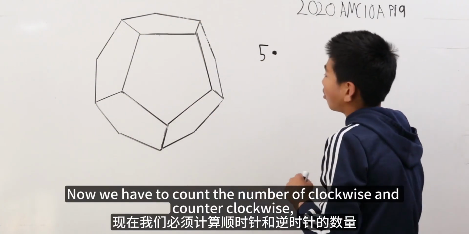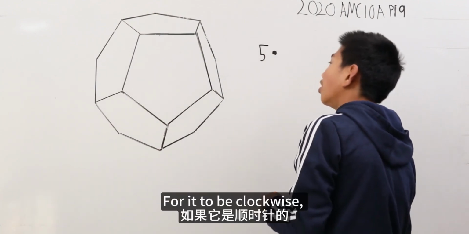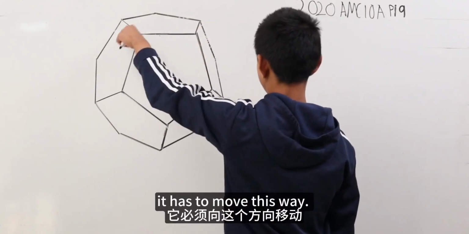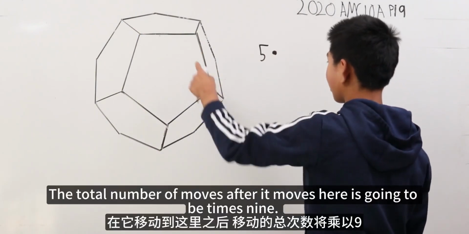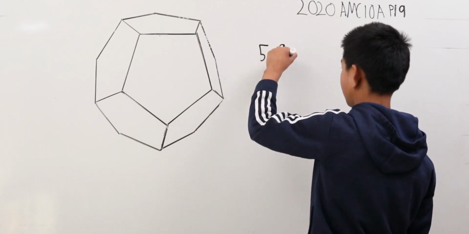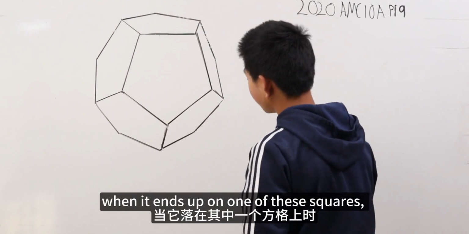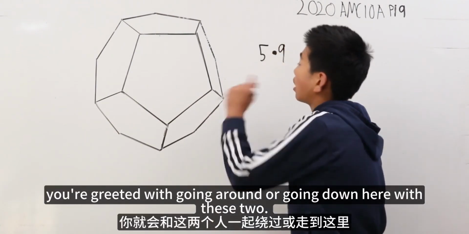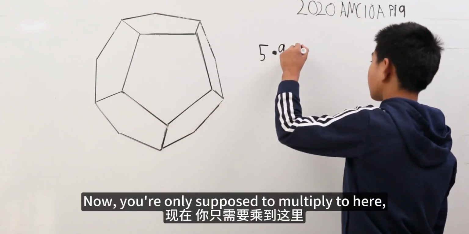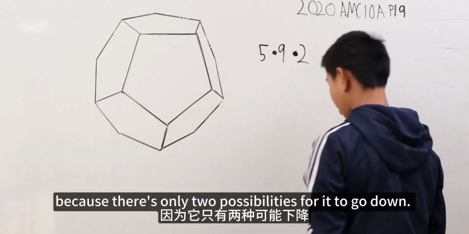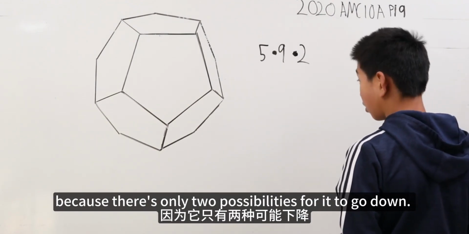Now we have to count the number of clockwise and counterclockwise because those two are actually different. So for it to be clockwise, it has to move this way. The total number of moves after it moves here is going to be times 9. So when it ends up on one of these squares, you're greeted with going around or going down here with these 2. Now you're only supposed to multiply 2 here because there's only 2 possibilities for it to go down.